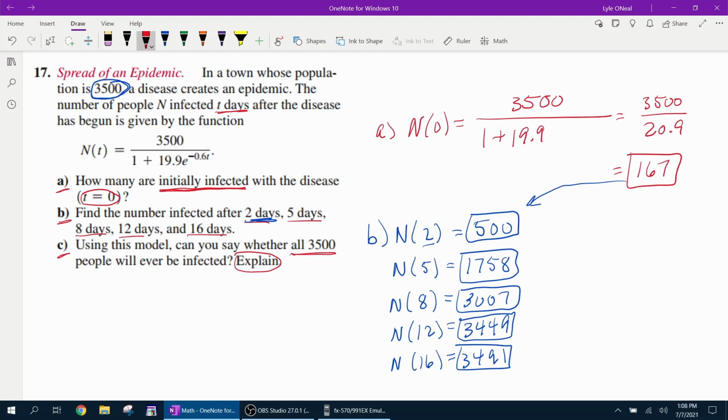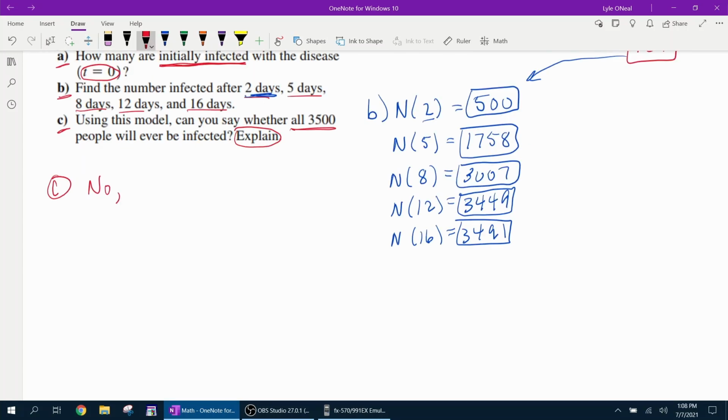Well, what I would like to point out is that this is an exponential function, and we know that every exponential function has a horizontal asymptote. Now, what does that mean? That means that there's going to be a value that the graph is approaching but never touching. So for part C, we're going to say no, because if you look at the pattern, as the number of days increase, the number of infected is approaching 3,500.